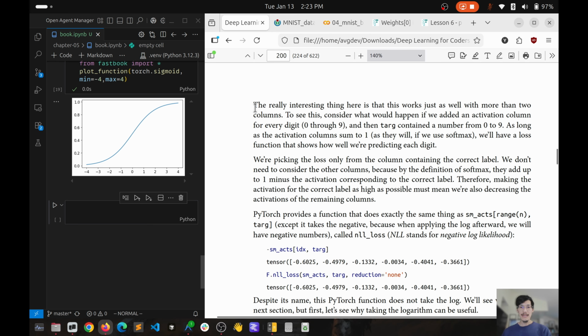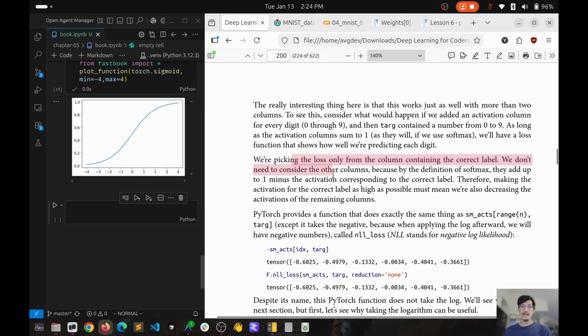The really interesting thing here is that this works just as well with more than two columns. To see this, consider what would happen if we added an activation column for every digit 0 through 9 and then targ contained a number from 0 to 9. As long as the activation columns sum to 1, as they will if we use softmax, we'll have a loss function that shows how well we're predicting each digit. We're picking the loss only from the column containing the correct label.